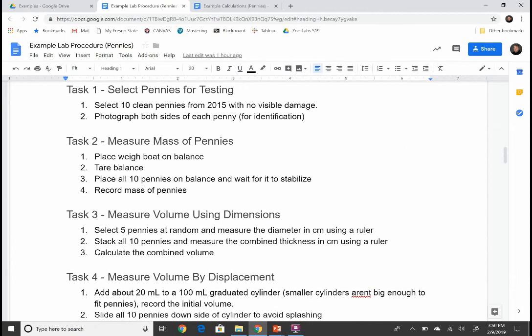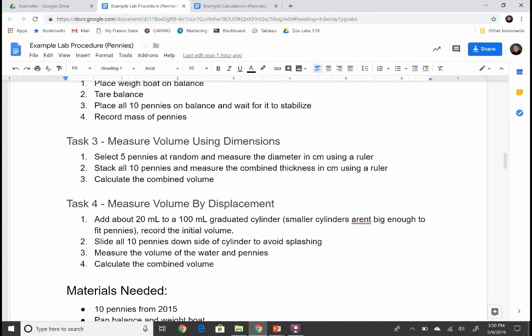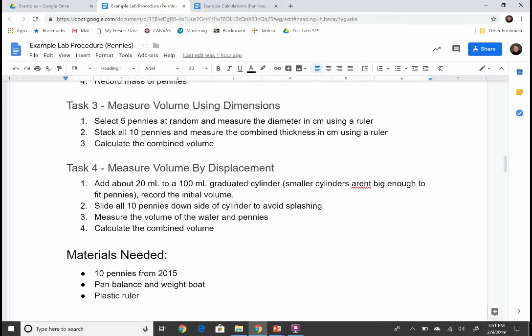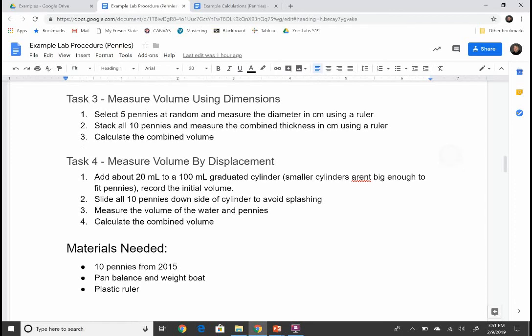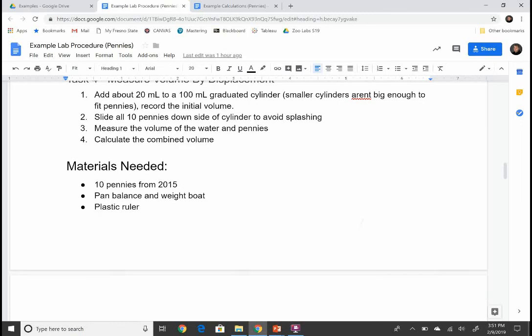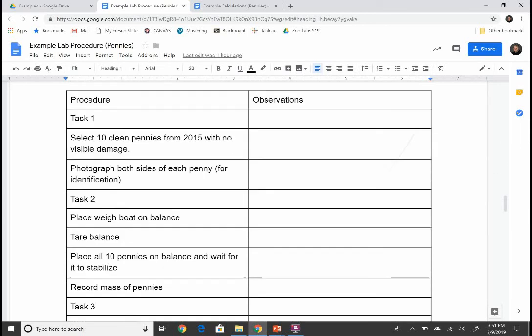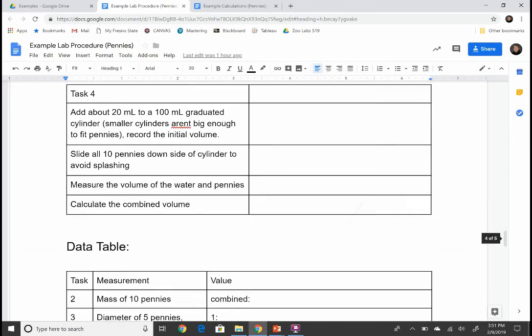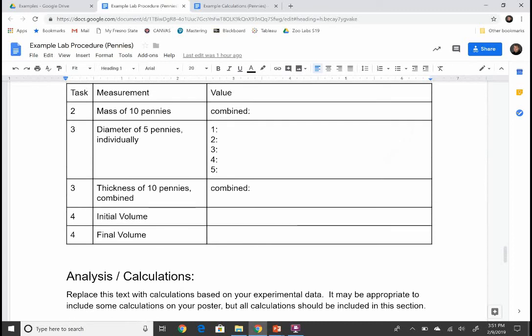They've built out a procedure where they're going to start by picking some pennies and measuring the mass. Then they're going to measure the diameter and thickness to get the volume. And then a separate way of measuring the volume, they're going to do it by displacement of water. Take some water, add the pennies to it, record the overall volume, and they can, by difference, get the volume of the pennies. So they've done that, and down here in the data table area, there's a data table.